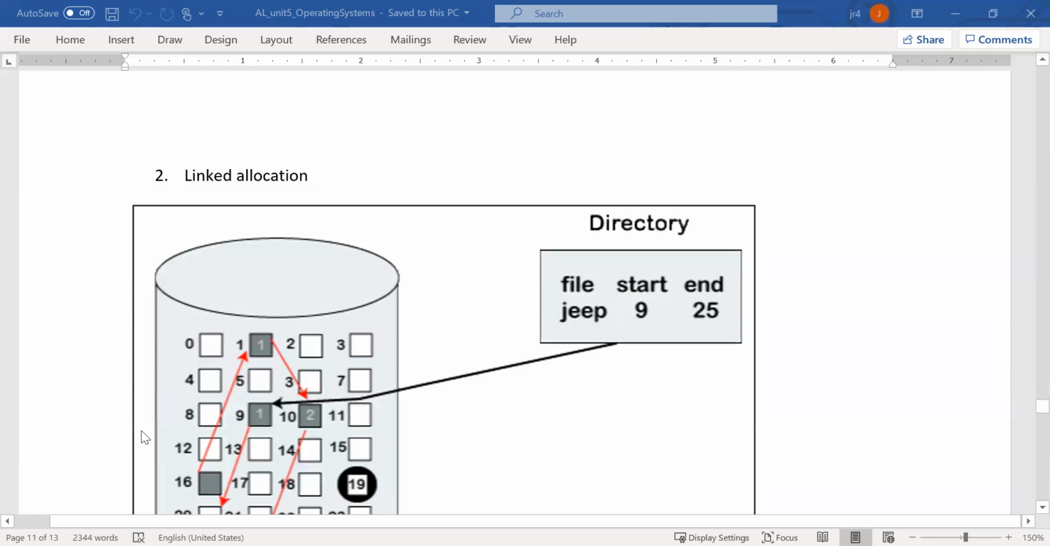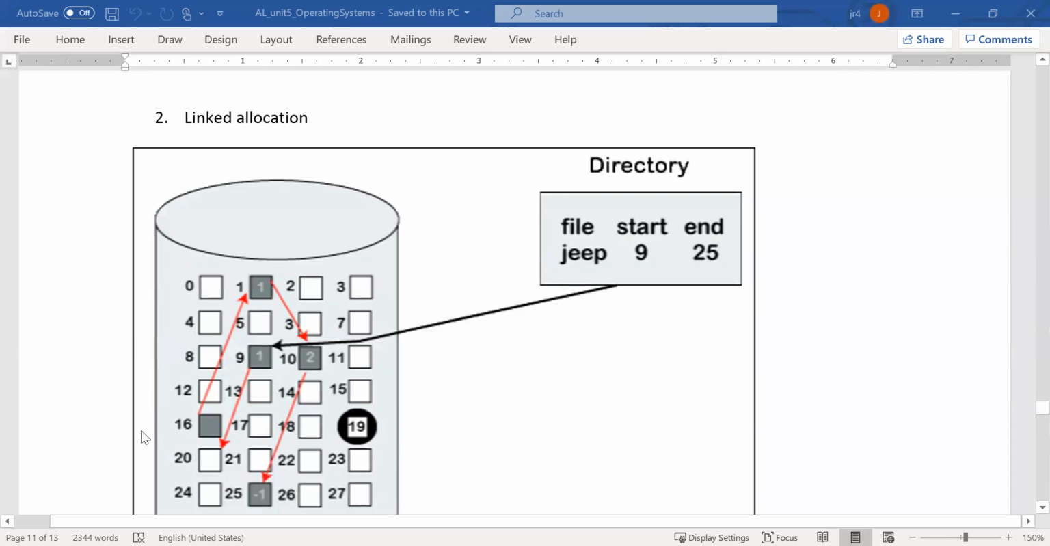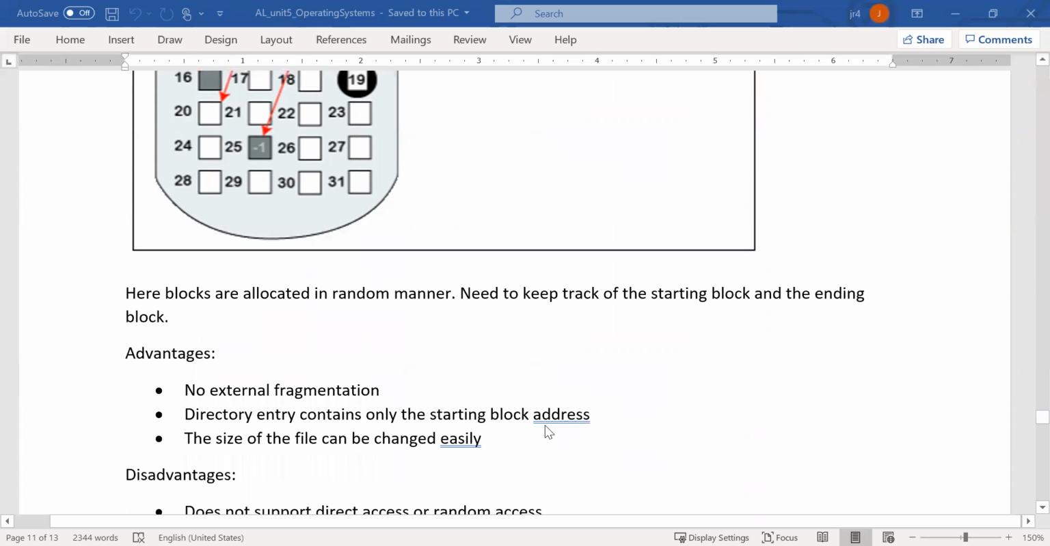So the second way is called link allocation. What we need to record is only the starting point here, and then all the other blocks contain the information about the next block. So we keep track of the first block, and when you visit the first block, we know what the second block is, and then we know the third, fourth, fifth, and so on. And at the end, when there's no next link, we know that this is the place where you need to stop, right?